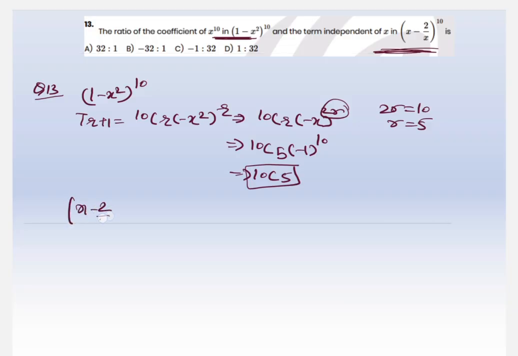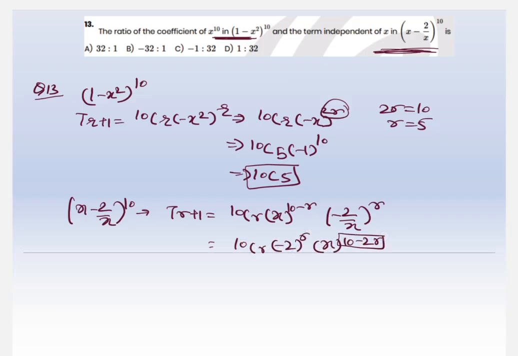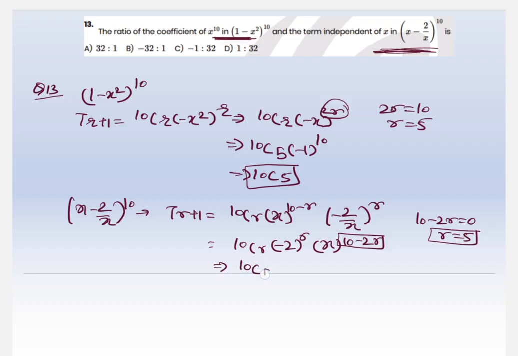So (x minus 2 by x) power 10, T of r plus 1 here is 10CR, x power 10 minus r, (minus 2 by x) power r, which is 10CR (minus 2) power r, x power 10 minus 2r. We need term independent of x, so 10 minus 2r should be 0 and hence r must be 5. Again r is 5, so therefore coefficient is 10C5 (minus 2) power 5.